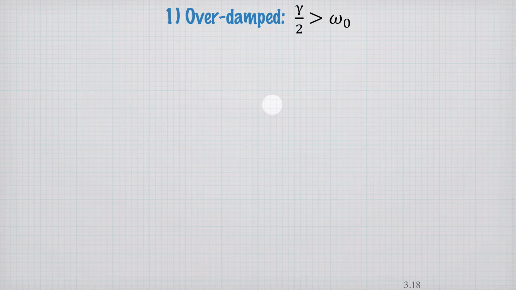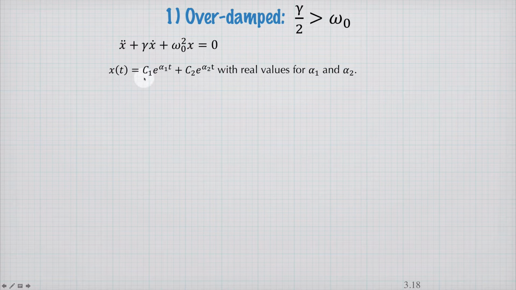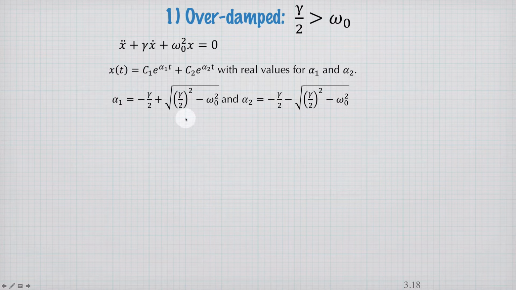Let's now return to the three cases we identified earlier and treat each of them in turn. First, the overdamped case, where gamma on 2 is larger than omega naught. So here's our equation, here's our expression for x, and alpha 1, alpha 2 are now both going to be real. And they'll both be negative as well, because whatever is under this square root will be some number which has a lower absolute value than gamma on 2, and so alpha 1, alpha 2 must always be negative because of the negative gamma on 2 out the front.